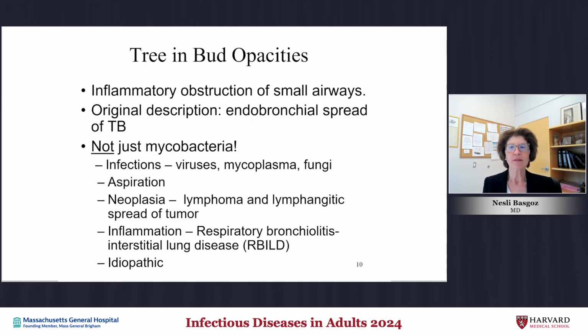So tree and bud opacities reflect inflammatory obstruction of small airways. And the original description was related to endobronchial spread of TB, often from a cavity down into the bronchial tree. But please remember, even though the radiologist might say, consider a mycobacterial disease, this is not just mycobacteria. Infections include viruses, mycoplasma, and fungi, aspiration, as we saw in our first patient, neoplasia, which we'll review, and other forms of airways inflammation. Unfortunately, most cases are idiopathic.